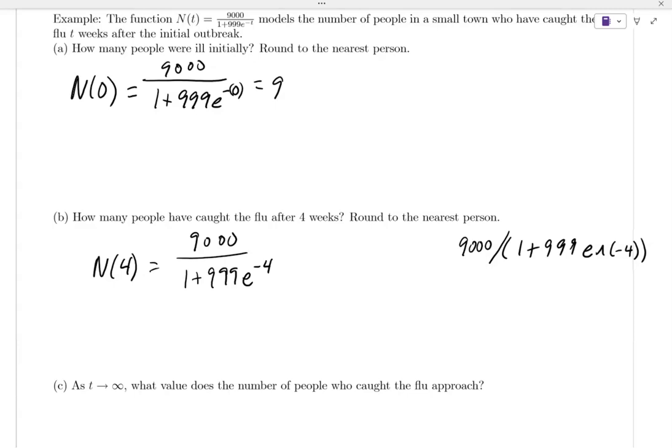If you're unsure where your E button is on your calculator, it's usually right directly above your natural log button. So you have to use your second to get up there, or shift, or whatever your calculator looks like on there.